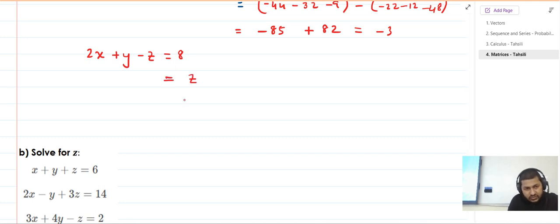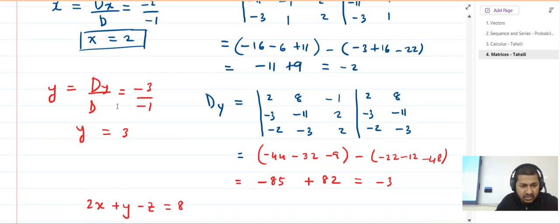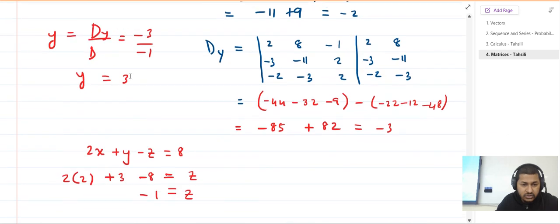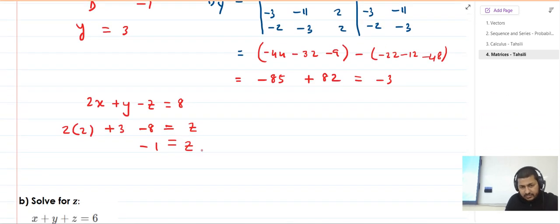So z is equal to 2x, 2 times 2. What's y? Plus 3. Take the 8 over, minus 8 is equal to z. So z is equal to 2 times 2 is 4, 4 plus 3 is 7, 7 minus 8. So z is equal to negative 1. Right, that's how I solve for z. So I got 2, 3, negative 1, x, y, z, my answer.